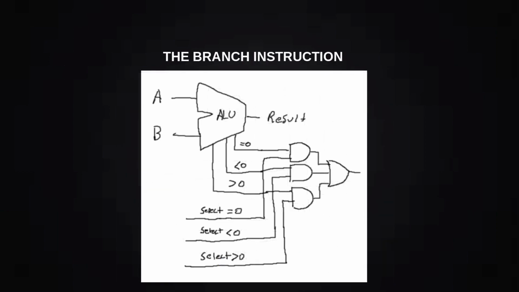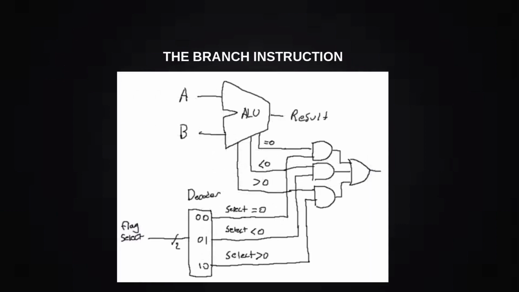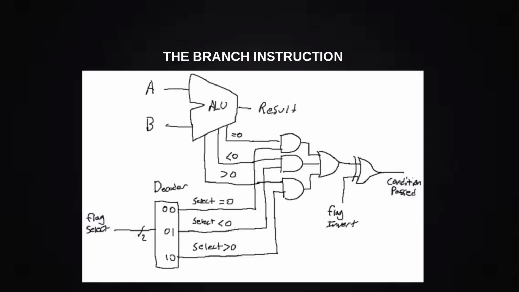First, we want to create a circuit that can select one of our ALU flags. You can create a circuit that selects more than one flag at a time, but most computers will typically only select one flag at a time. Next, it's best to add an XOR to the line. The reason for this is it allows you to check for the opposite condition as well.